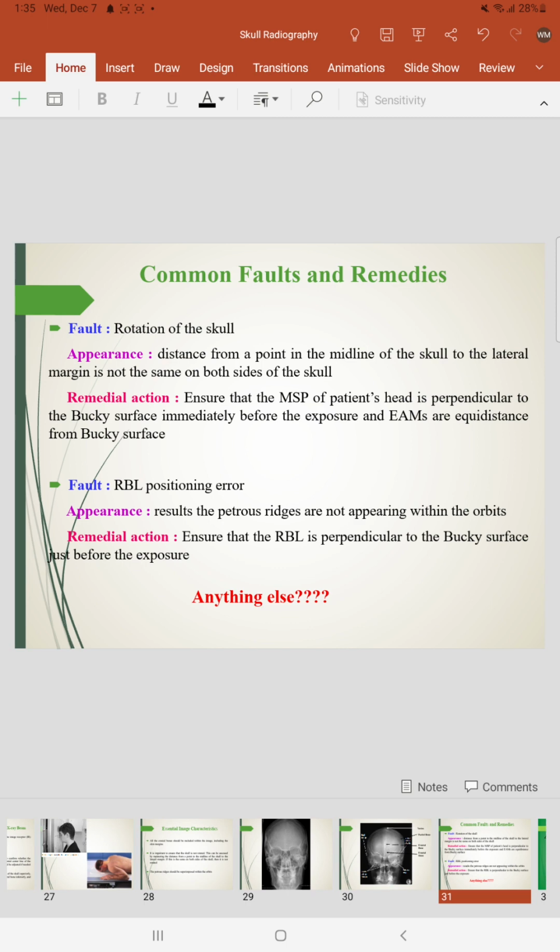Then fault: RBL positioning error. Appearance: the petrous ridges are not apparent within the orbits. Remedial action: ensure that the RBL is perpendicular to the table surface just before the exposure.